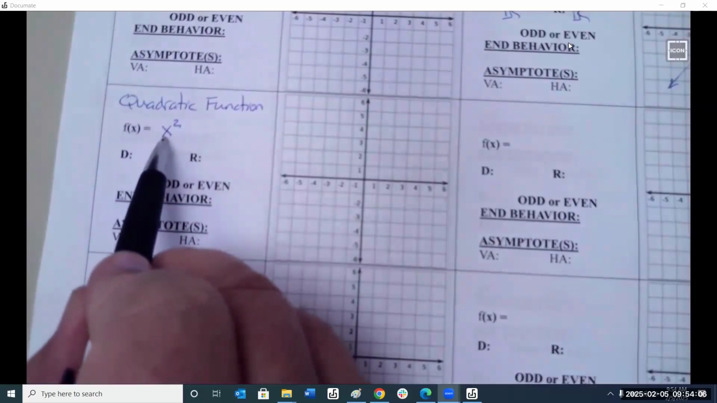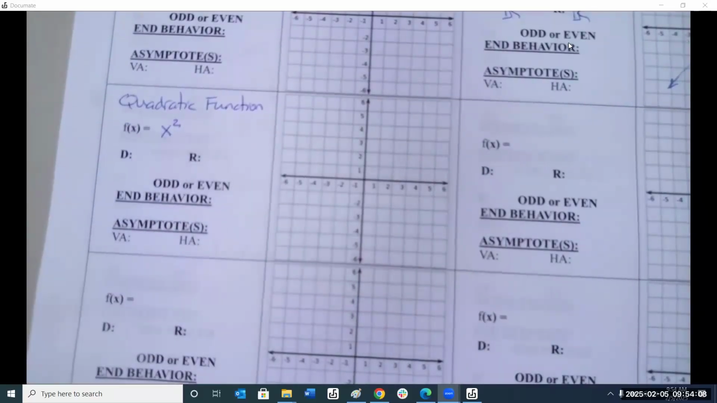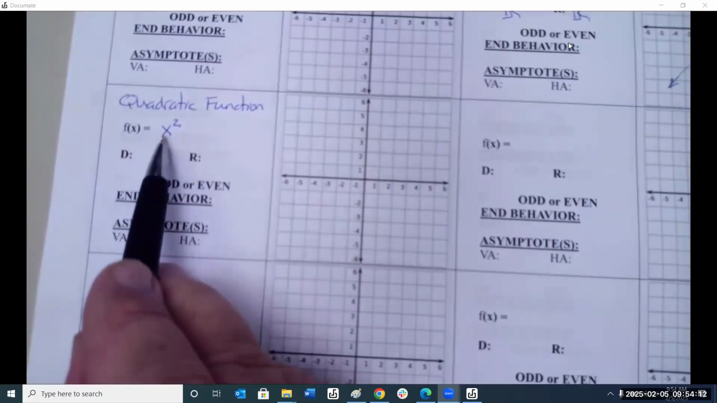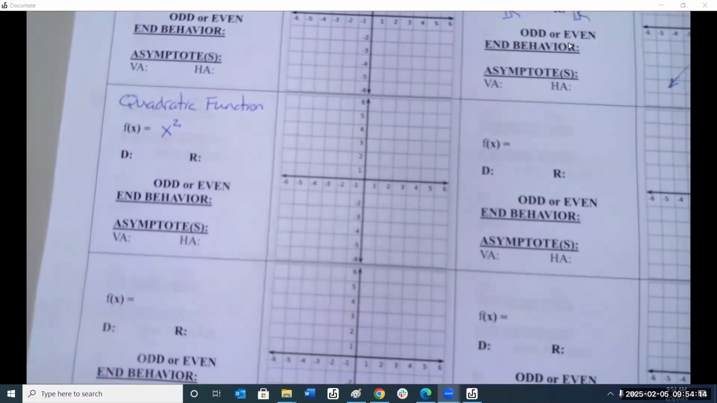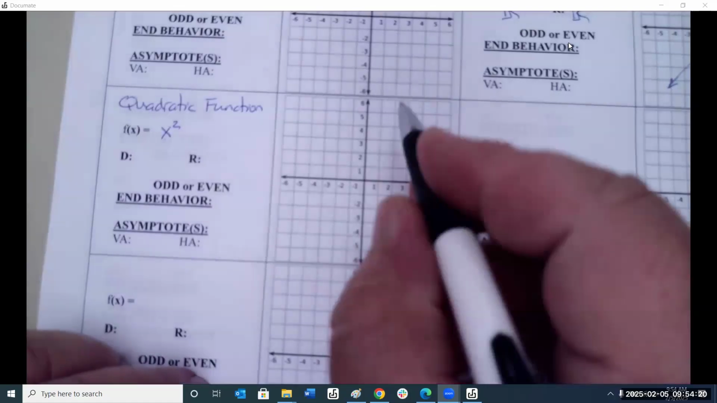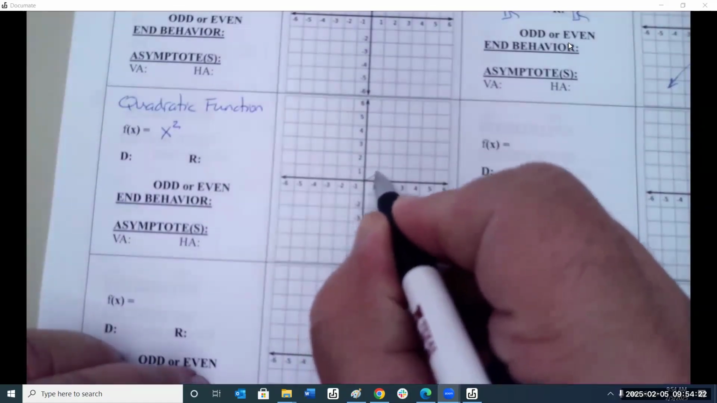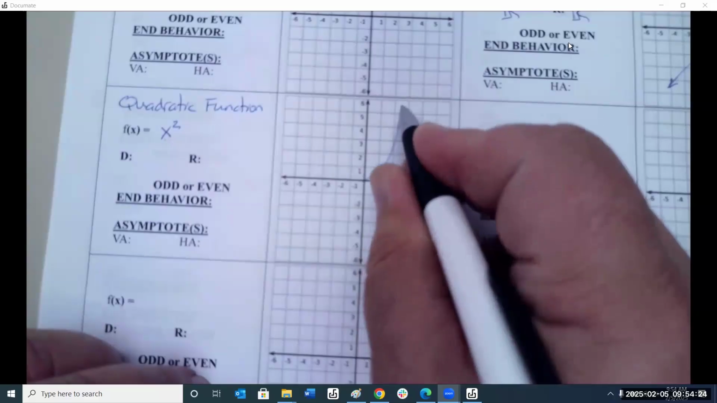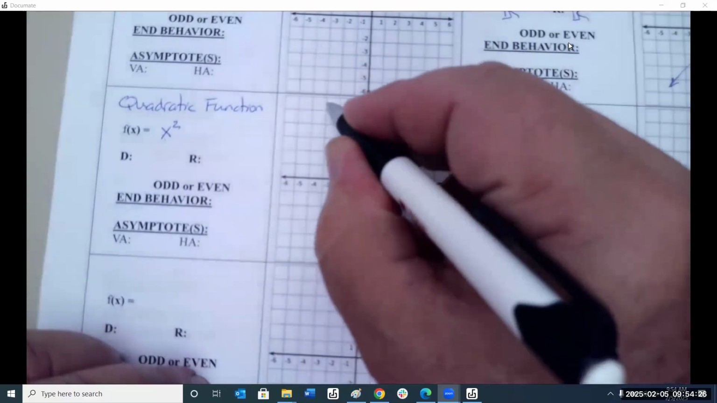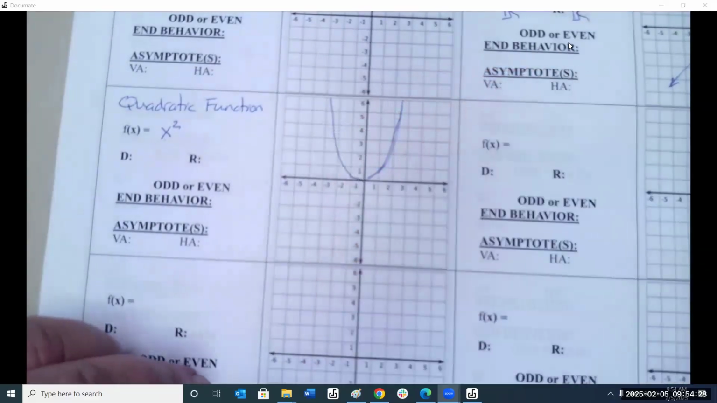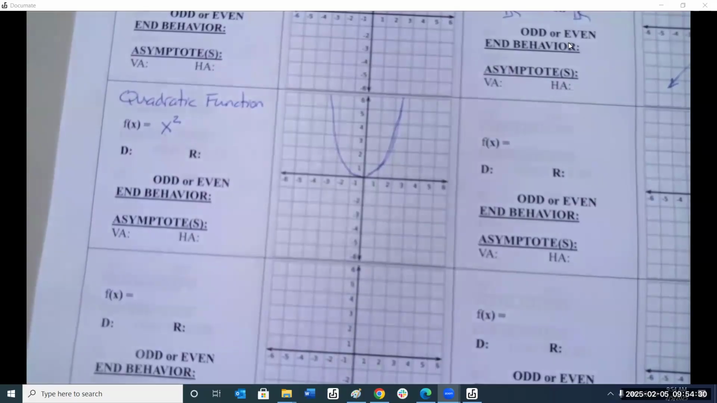So if I put positive 2 in there, I square it, I get what? If I put 0 in there, what do I get? If I put negative 2 and I square it, positive 4. Negative 2 times negative 2 is positive 4. So what this graph looks like is that. It's called a parabola.